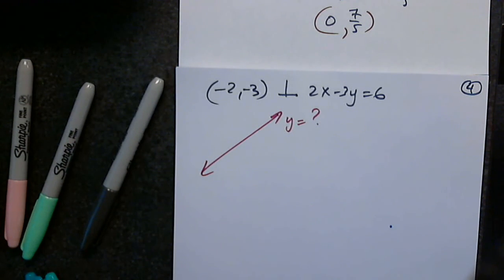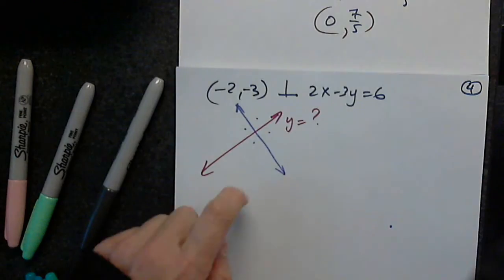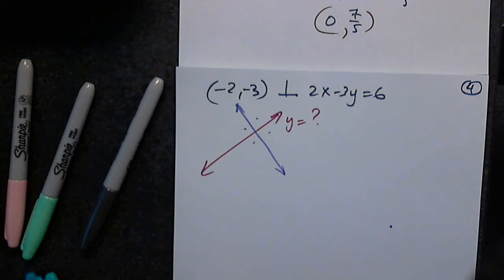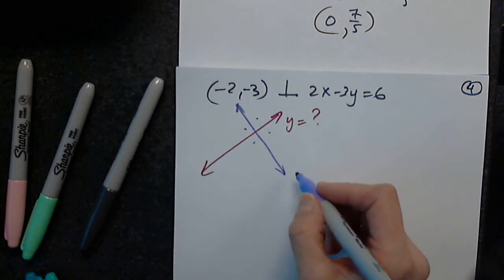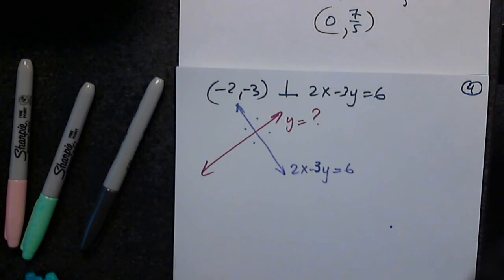And I know I have 2 pieces of information. What is the first piece of information that I have? Yes, very good. I know that it's perpendicular. In other words, it makes 4 90-degree angles onto the line whose equation is given. Very good. And what else? What is the second piece of information I have?